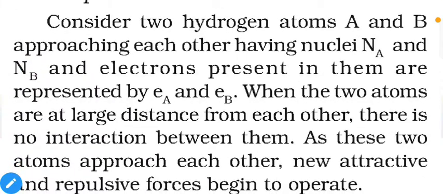Consider two hydrogen atoms A and B approaching each other, having nuclei NA and NB, and the electrons present in them are represented by EA and EB. So N represents nucleus, E represents electrons of each atom. When the two atoms are at a large distance from each other, there is no interaction between them.